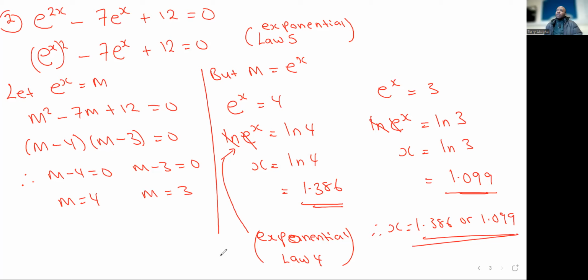Okay, so you can see that when you're playing around with this, you need to make sure you get conversant with the laws. Make sure that you are very, very comfortable with them and you understand them. Go to the textbook, go to the worksheet and play around with these laws and see if you can solve them.